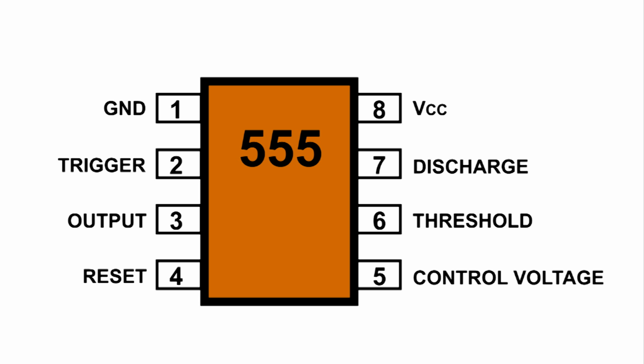Pin 1 is ground, 2 is the trigger, 3 is the output, 4 is reset, 5 is a control voltage, 6 is threshold, 7 is discharge, and 8 is the positive voltage running somewhere from about 5 volts up to about 18.